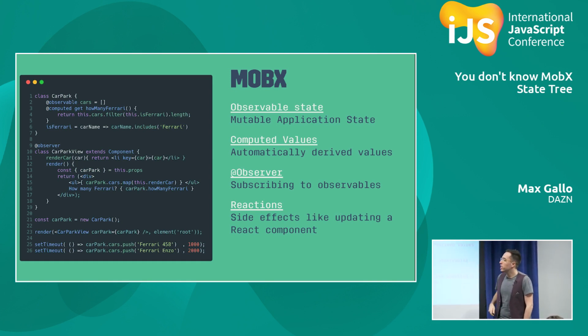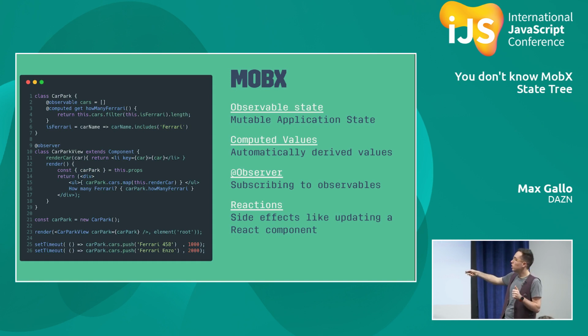In the car park, we have an observable array of cars, which we initialize as an empty array. And then we have a computed value, which is how many Ferrari do I have? Because you should always be aware of how many Ferrari you have in your car park. As you can see, the first one is an observable, and so we are back to observable state.